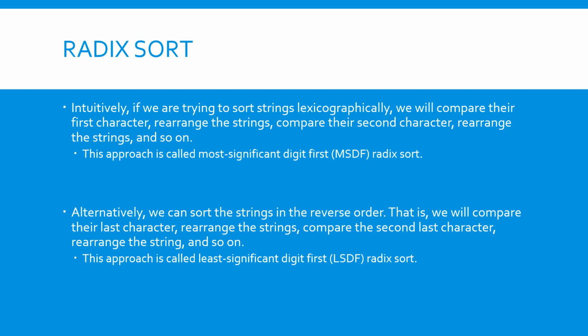Alternatively, we can sort in the reverse way. We can begin by looking at the last character, the second last character, all the way through the first character. This approach is called the least significant digit first radix sort, or LSDF radix sort.